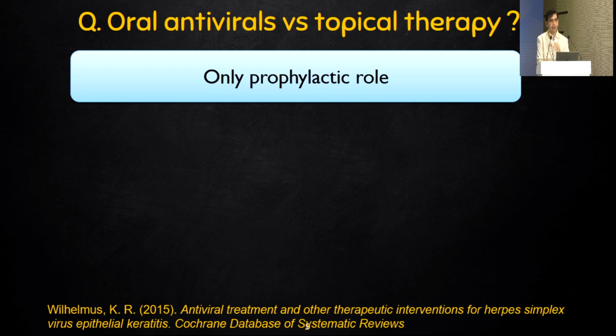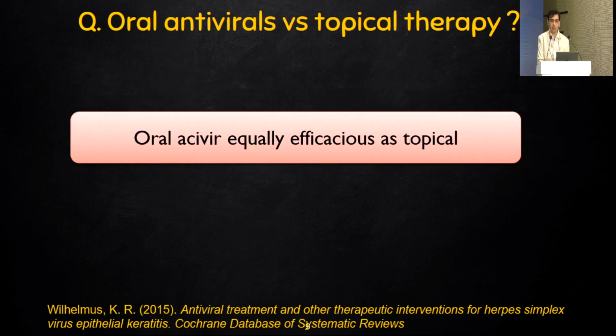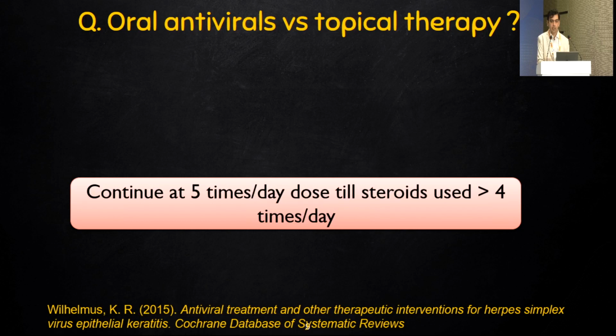So it is not an active infection that you are dealing with. So the role here of topical versus oral is only as a prophylaxis to prevent epithelial lesion happening. And oral Acivir is equally efficacious as topical for epithelial keratitis. So here also you can either step up the oral Acivir or you can keep the oral Acivir BD and add topical Acivir over it.